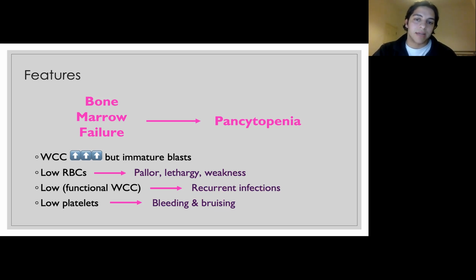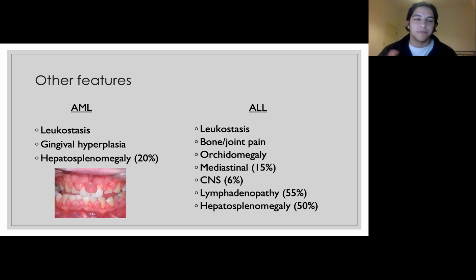So going on next to some other features which may differentiate between the two. In AML, you can get something called leukostasis. It's more common in AML than ALL. Leukostasis is a medical emergency. It's where you have a rapid increased number of blasts, so immature white blood cells, and this can cause decreased tissue perfusion. It increases the blood viscosity and can predispose you to thrombosis, so things like strokes and DVTs. That can occur in both.